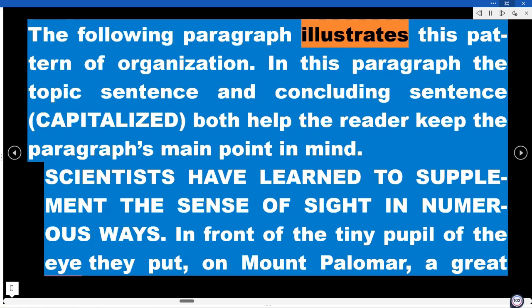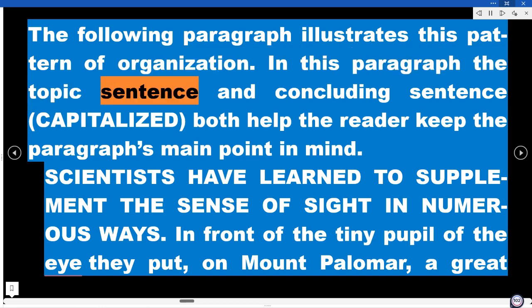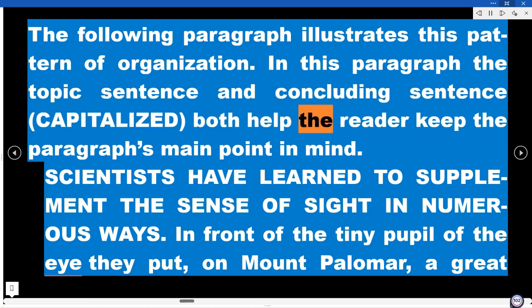The following paragraph illustrates this pattern of organization. In this paragraph, the topic sentence and concluding sentence, capitalized, both help the reader keep the paragraph's main point in mind.